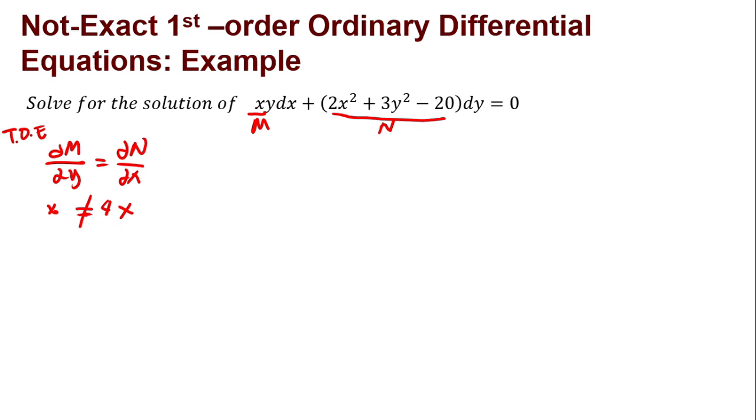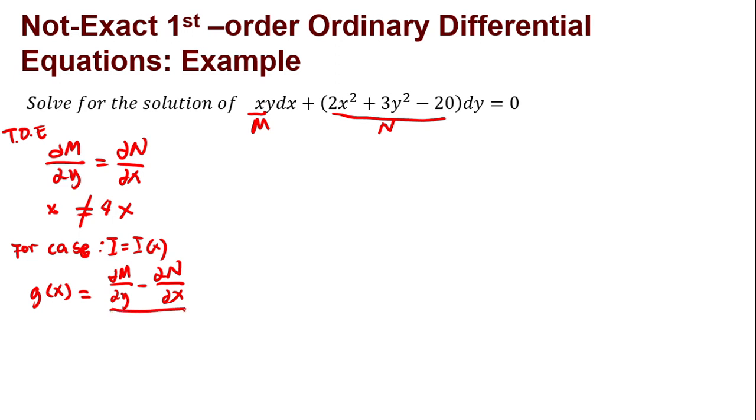So we're going to find the integrating factor I so that this differential equation becomes an exact equation. So first, we're going to try case 1, where I is purely a function of x. So our g of x is equal to the partial derivative of m with respect to y minus the partial derivative of n with respect to x, divided by n.